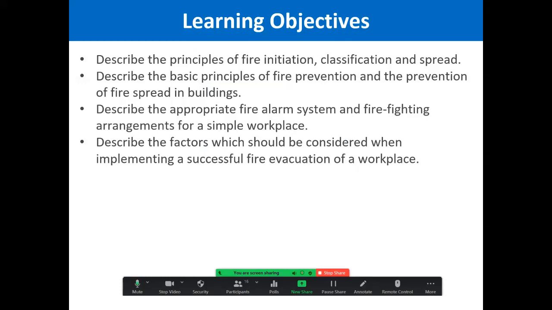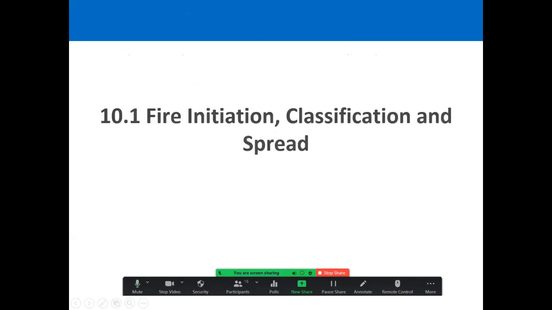So fire is a very, very dangerous substance. We need to make sure that we manage it properly so that there is very little harm to the people. Okay, fire initiation, classification, and spread. Fire initiation means how does a fire start? Then we'll discuss the types and how it spreads.